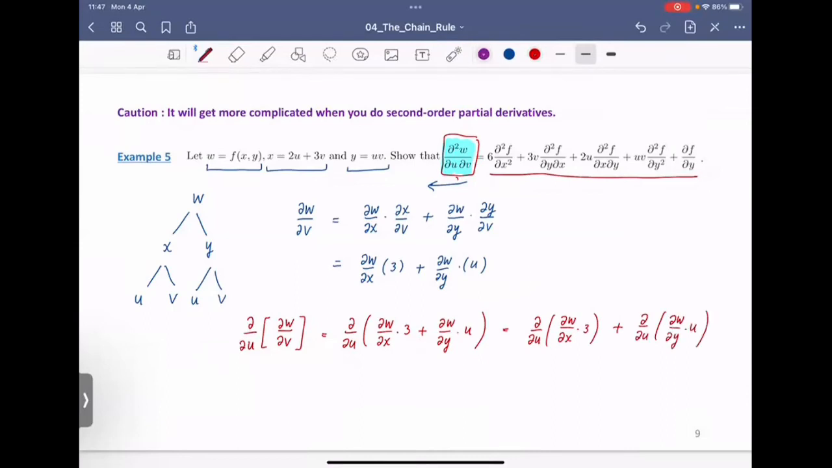To make it easier, we're going to call this the first term, and this the second term. If we compute the first term and the second term and add them up, you get something back in the box over there, and you're done. So let's do the first term, term number 1.